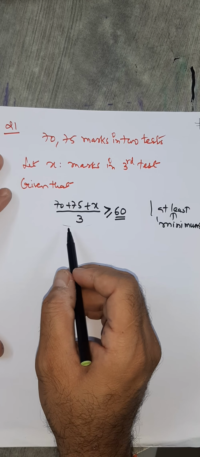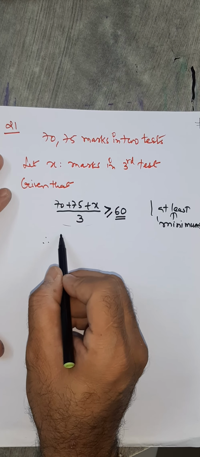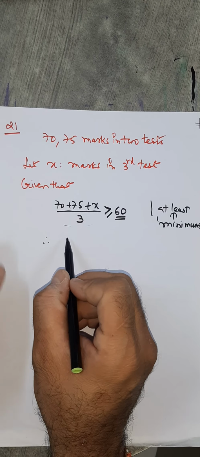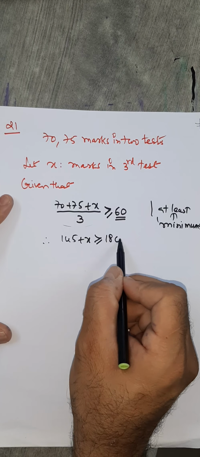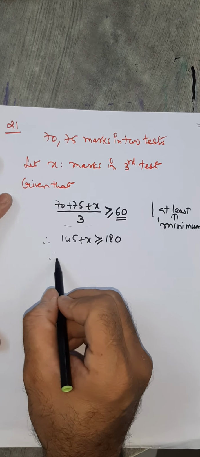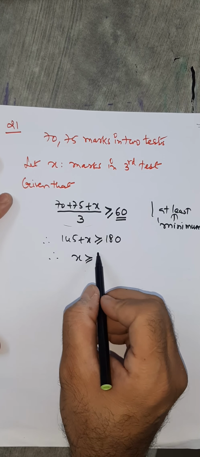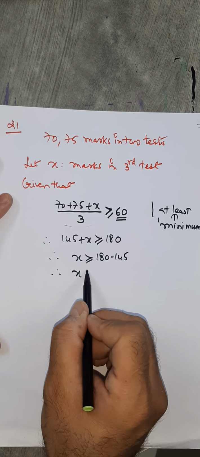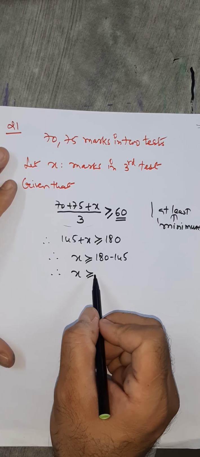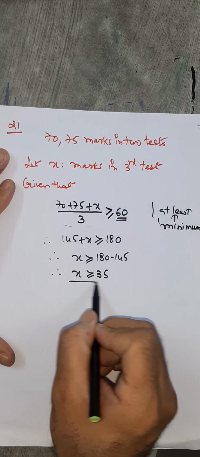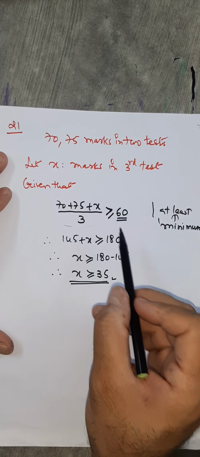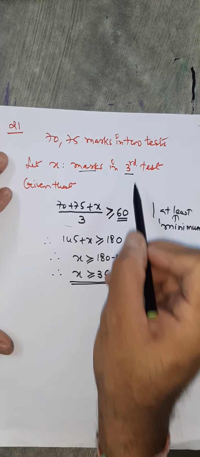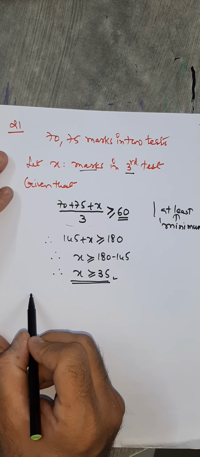Now your questions 1 to 20 are done. Simplify. So this is nothing but just 145 here plus x. I'll take 3 on the other side. It is positive, remember. So inequality remains same. 180. So therefore x is greater than or equal to 180 minus 145. So here this is just 35. Right? What is the meaning of this? That means Ravi must get in the third test 35 or more, remember.